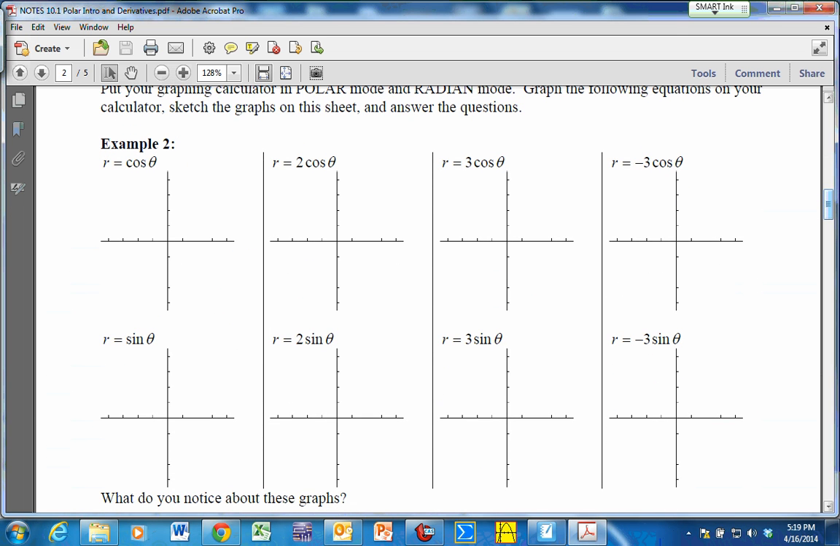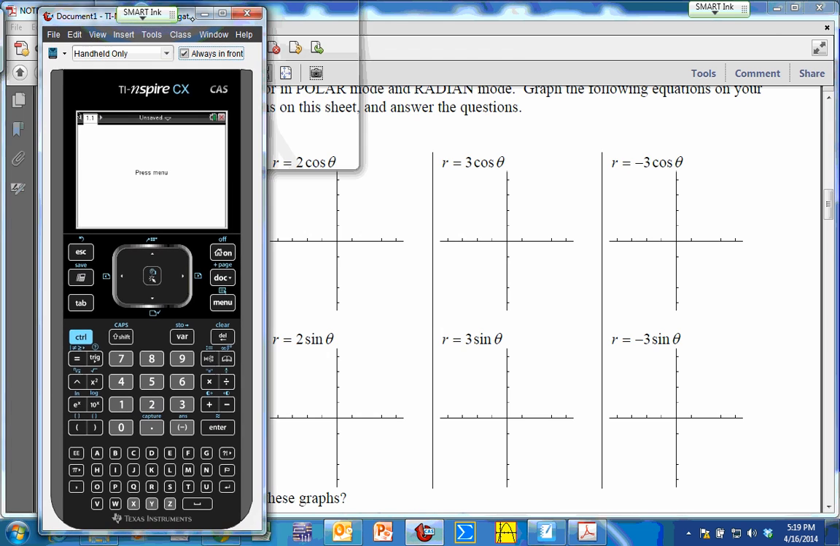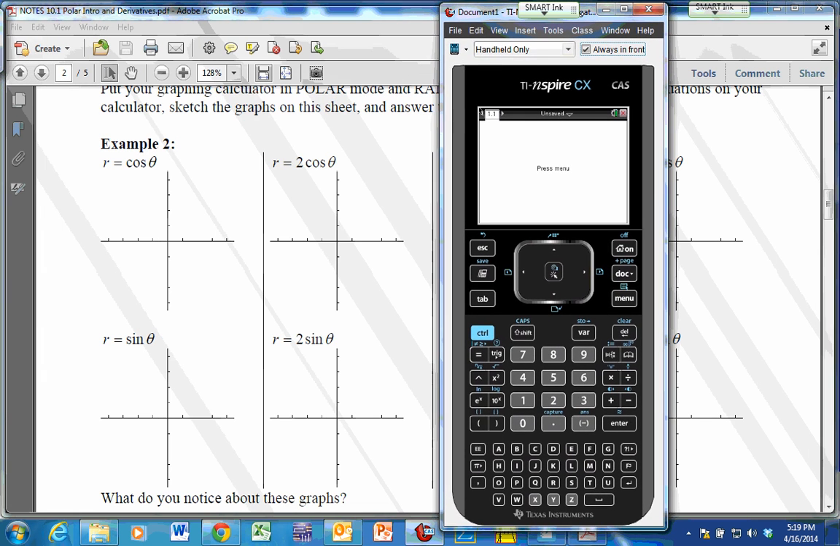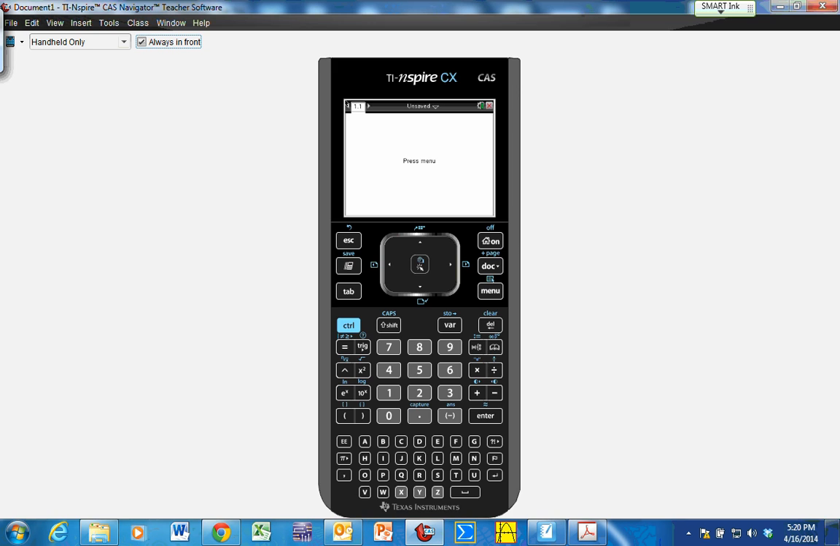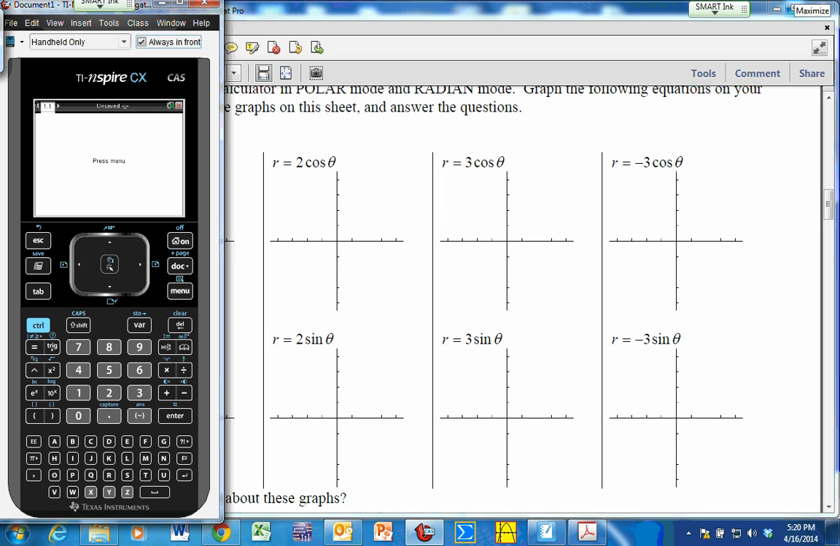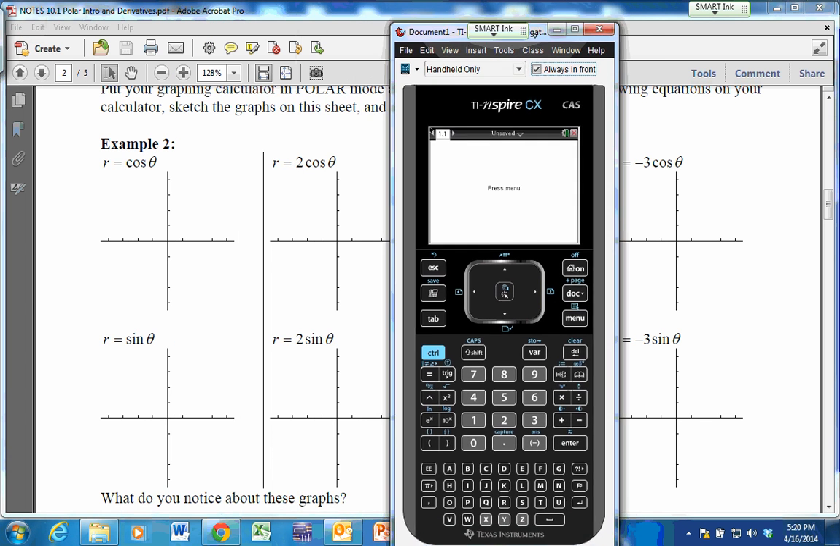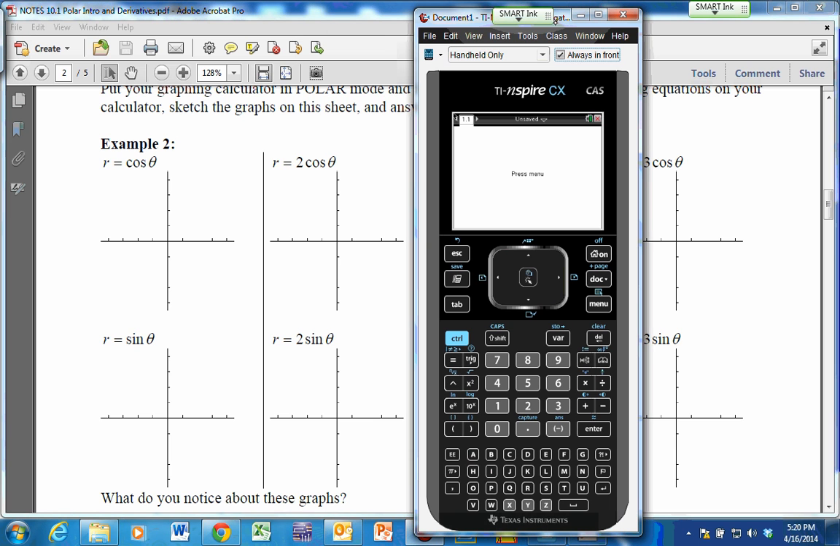Your calculator is not really in polar mode, so I'm going to show you how to graph these. I'm only going to graph a couple of them, and then you need to graph more of them if you want, so you can see the connection here, but we'll be able to see the connection pretty quickly. So here, on the calculator, we want to graph r equals cosine theta. On your calculator, go to a calculator page, not the scratch pad. Go to a regular calculator page.